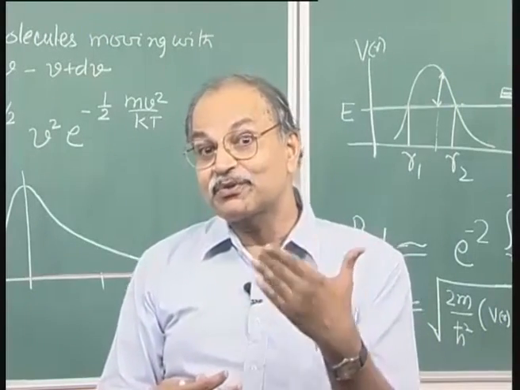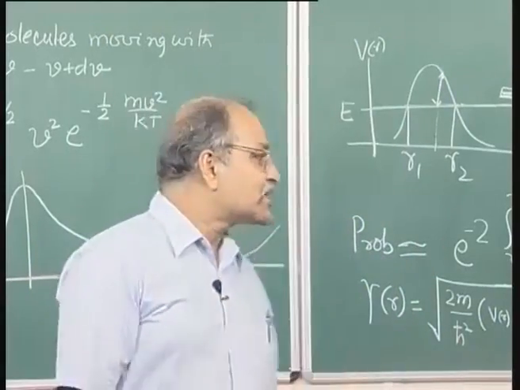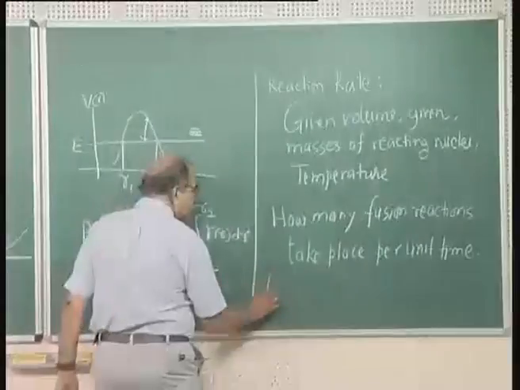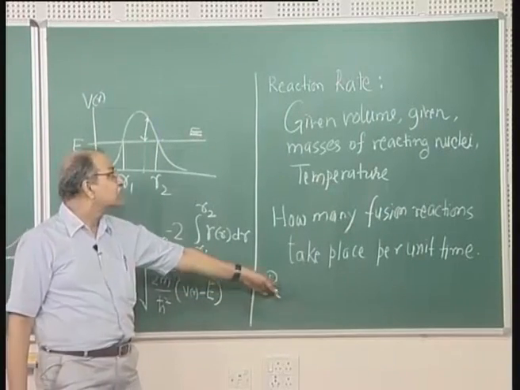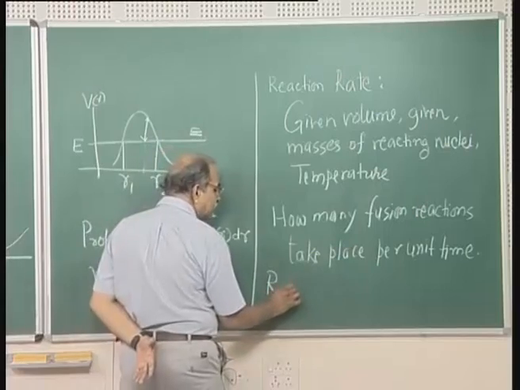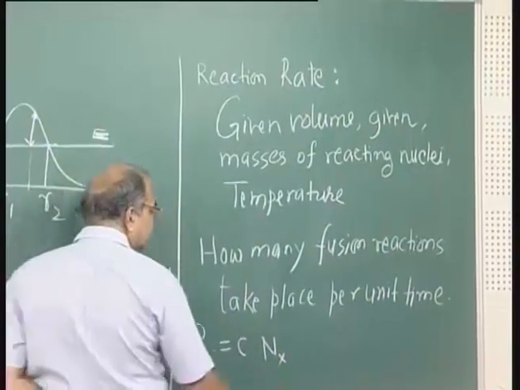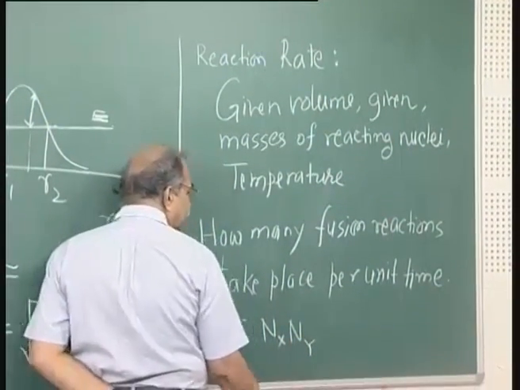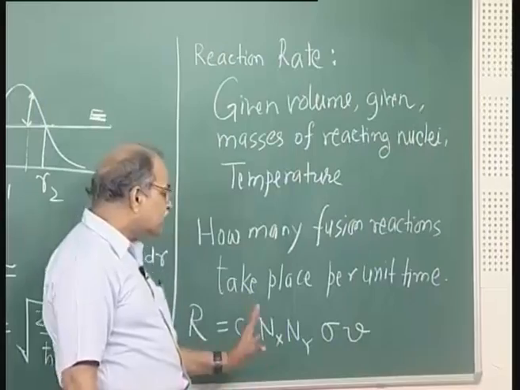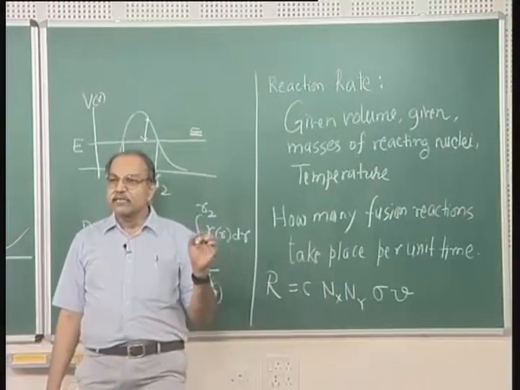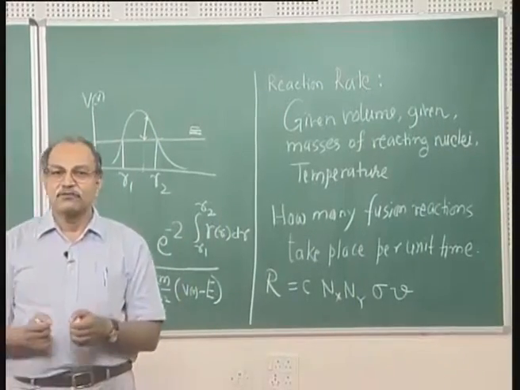Another thing it is proportional to is the relative velocity of these two. So, this reaction rate r, this is not the radius of the nucleus, we are using the same symbol for that also, it is the reaction rate that we are talking of. This reaction rate will be proportional to some constant, Nx the concentration of x, Ny the concentration of y, sigma times V. I will justify why it is proportional to V, sigma times V. V is the relative velocity of these two nuclei which are approaching each other for fusion.